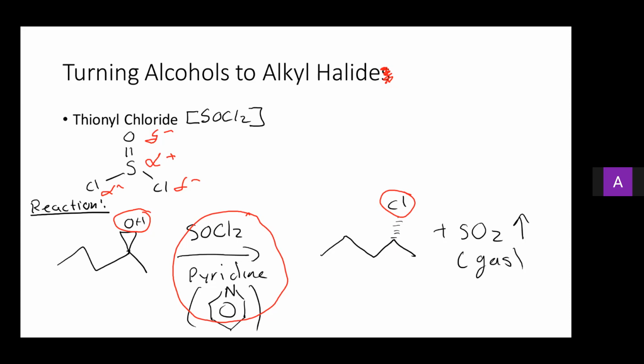But first, let's look at the reaction itself. That's here in the bottom. We see an alcohol right here. In this case, it's a secondary alcohol. And we have SOCl2 right here and pyridine. So pyridine looks like this.